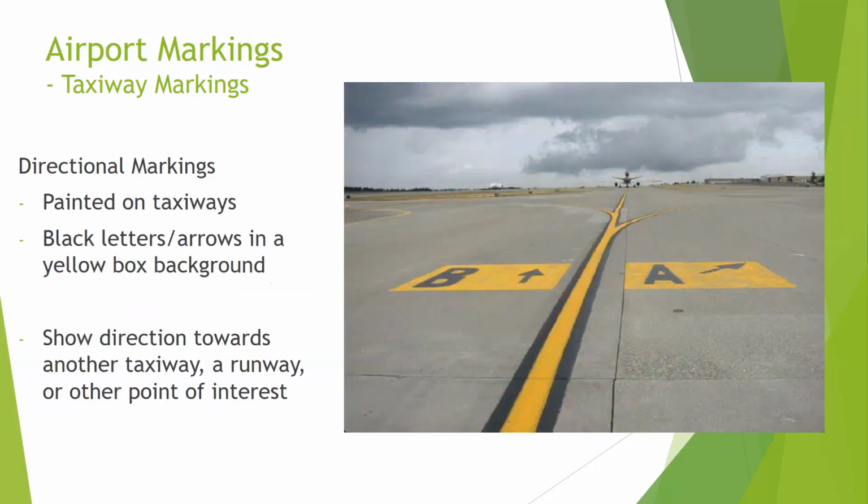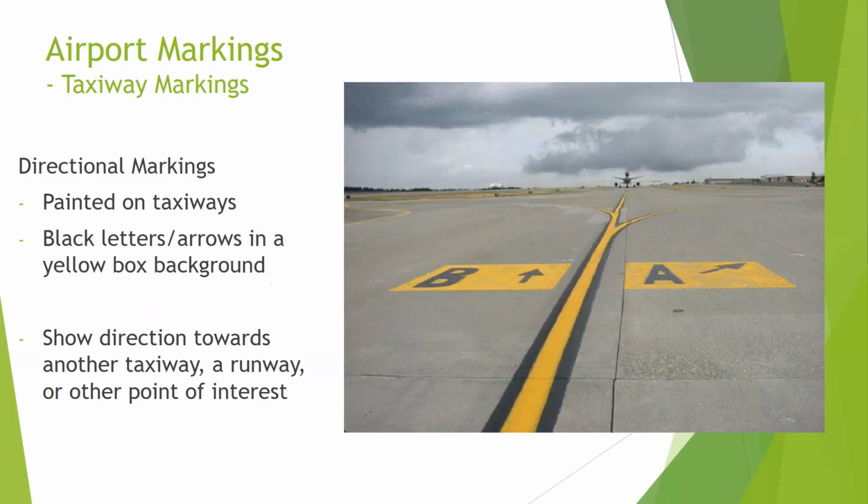As you're moving around, in order to help you navigate, we have that map. We have our airport diagram we can use as a map. But painted on the ground, you'll have informational signs that give you directional markings. So here, if you go straight ahead, you're going to continue on the Bravo taxiway. If you go off to the right, you're going to end up on the Alpha taxiway, the A taxiway. So that's what these black letters on a yellow background mean. And they show the direction.